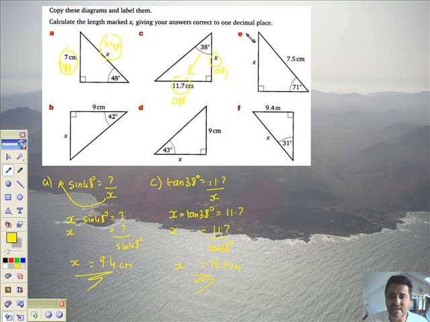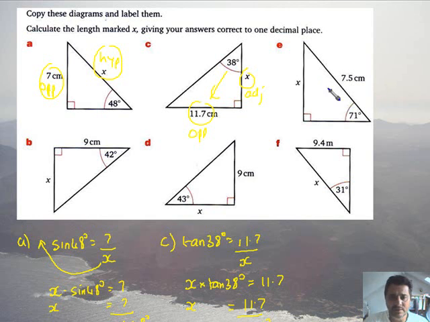Let's just do E here now. What have I got? Okay, so this is the opposite side, opposite the 71, so I need to work out what the op is going to be, and I'm given the hypotenuse, the longest side, which is opposite the 90, so op and hype is playing with sine again, isn't it? So here I go. The sine of angle 71 degrees is defined as the opposite side, x, divided by the hypotenuse side, the longest one, which is 7.5.